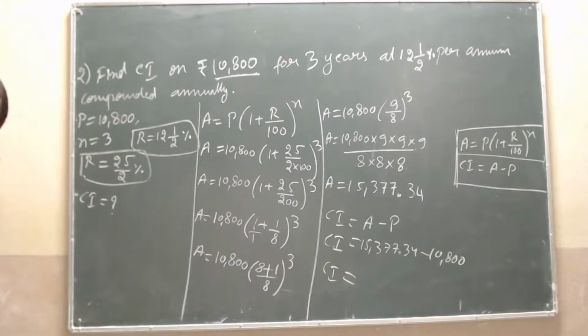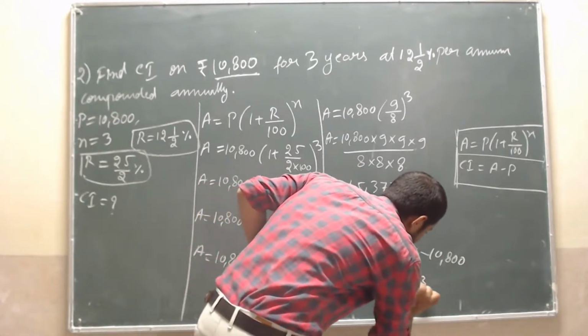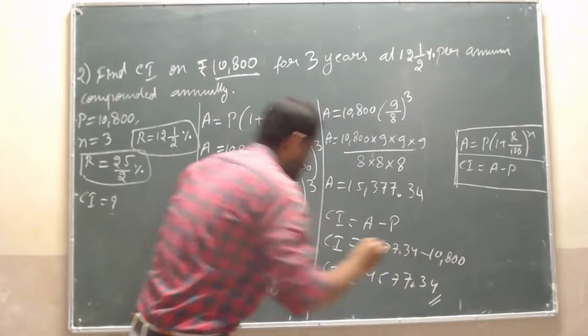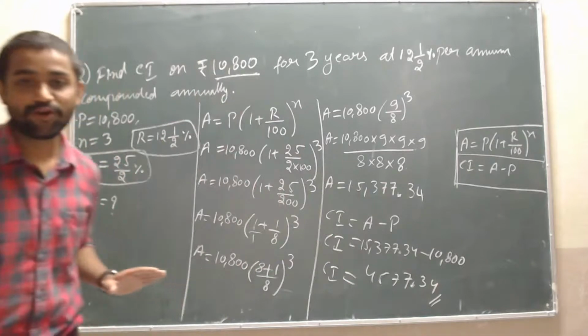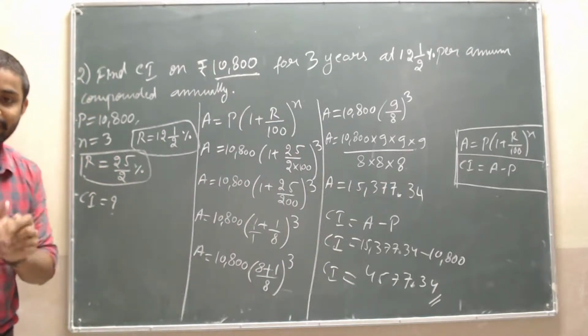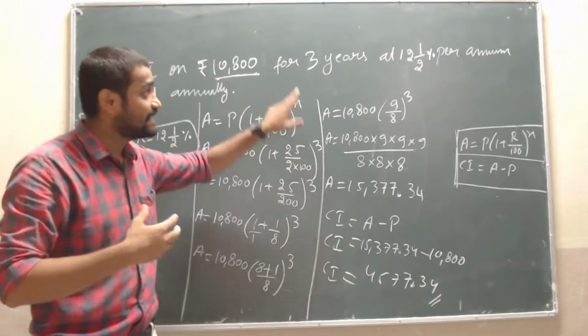Margappa, correct answer. And what is the compound interest, students? Padma, very good. Very good, students. That is 4,577.34. Compound interest is 4,577.34 rupees, students. Is it clear? Okay, students. And this is the amount we have to pay after 3 years.